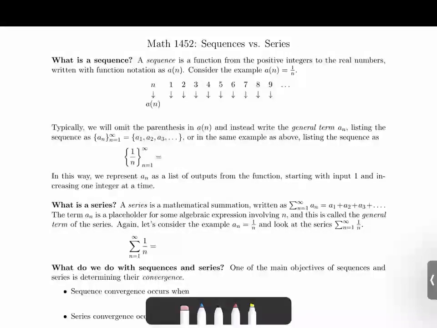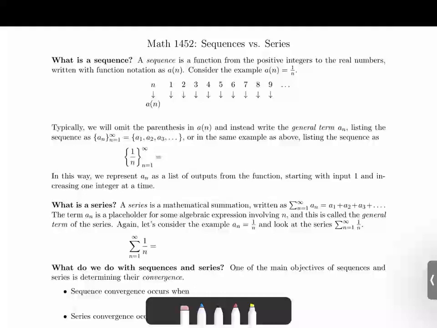Hi everyone, welcome to the video on sequences and series for Math 1452 at Texas Tech University, which is Calculus 2. In this video, we're going to be breaking down what is a sequence, what is a series, and what do we do with them.